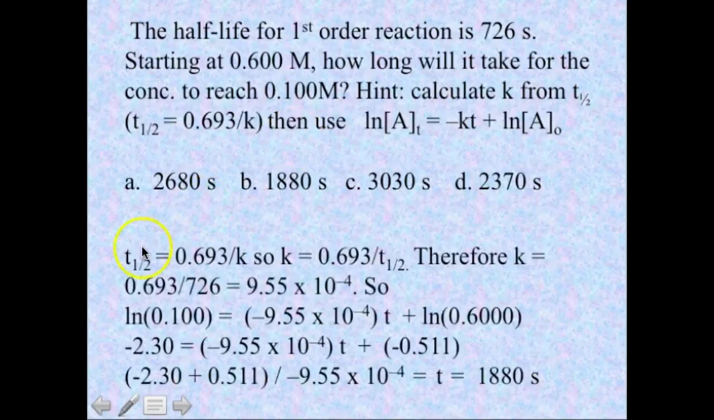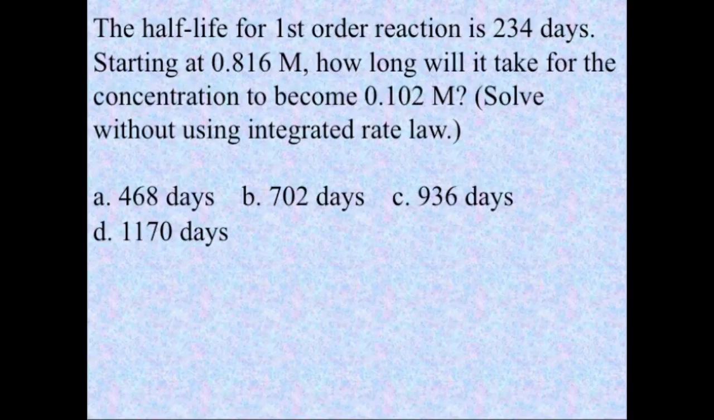Okay, here we go. The half-life is 0.693 divided by k. So k is equal to 0.693 divided by the half-life. Therefore, k equals 0.693 divided by 726, or 9.55 times 10 to the minus 4. That's your rate constant. Plug that into the first-order rate law. The natural log of 0.1 equals minus 9.55 times 10 to the minus 4 times the time it takes plus the natural log of 0.6. Work it out, you should have gotten 1,880 seconds.